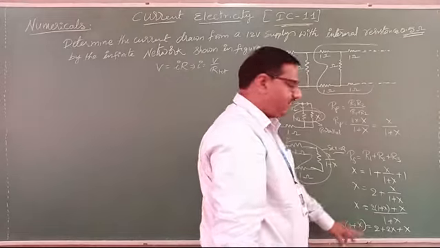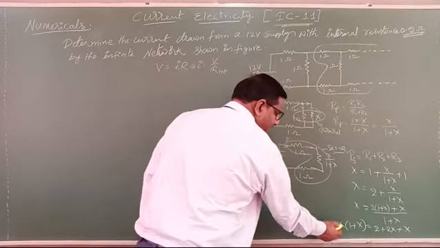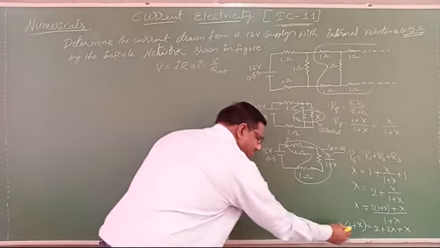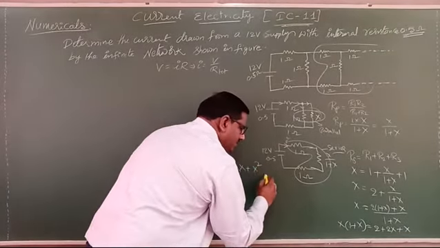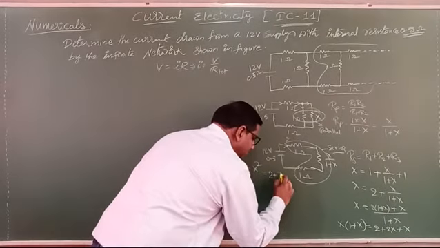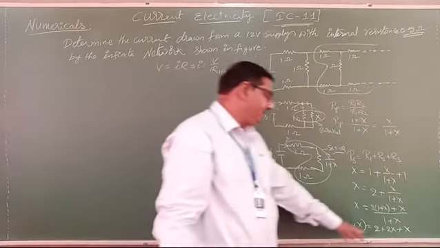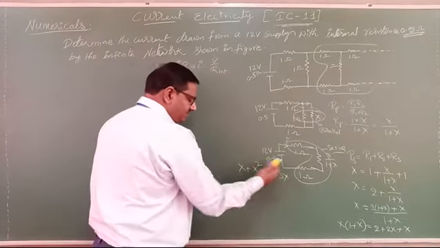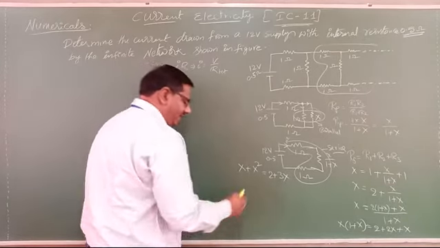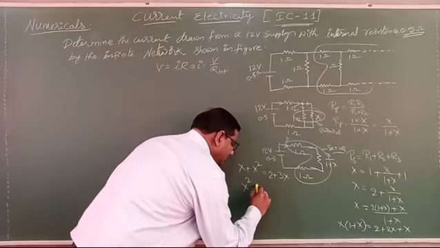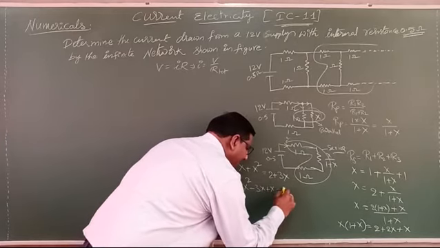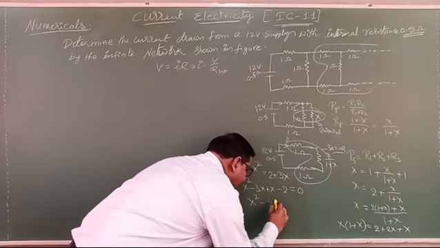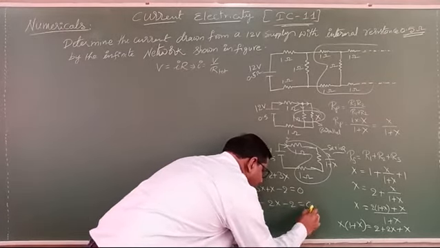Now X will multiply here. Then it will become X into 1, X, so X plus X into X, X square, equal to 2 plus 3X, because here 2X plus X, total 3X. Clear? Now this 3X will come to this side. It will become minus. Now X square minus 3X plus X minus 2 equal to 0. Now it will become X square minus 2X minus 2 equal to 0.